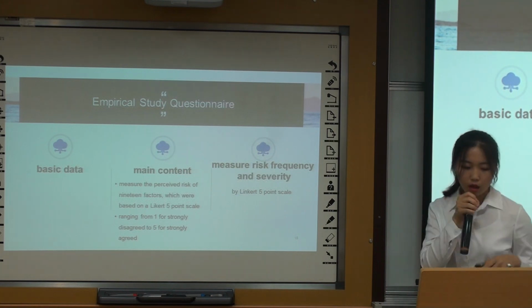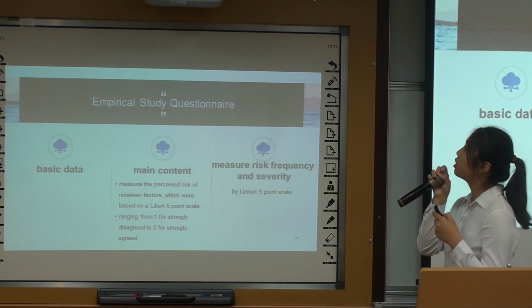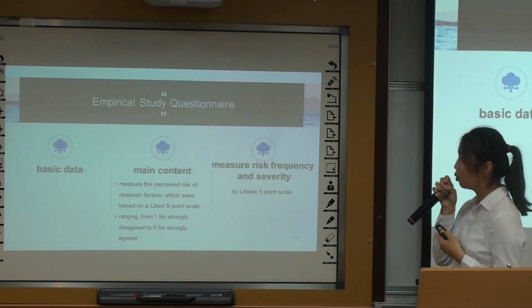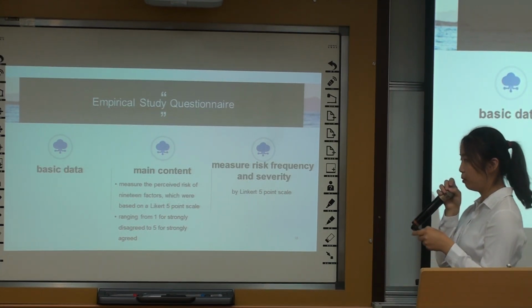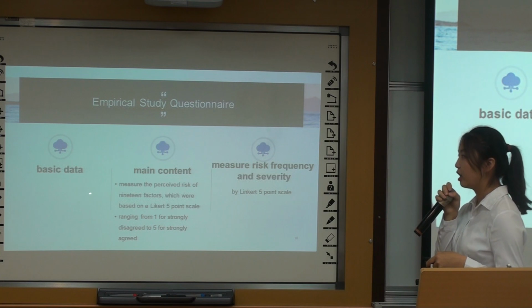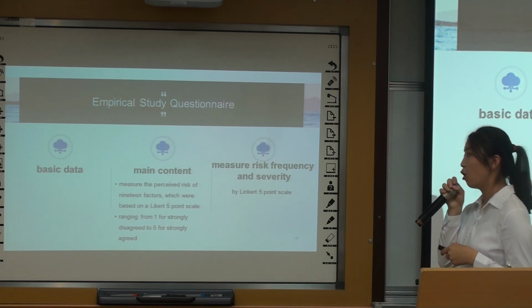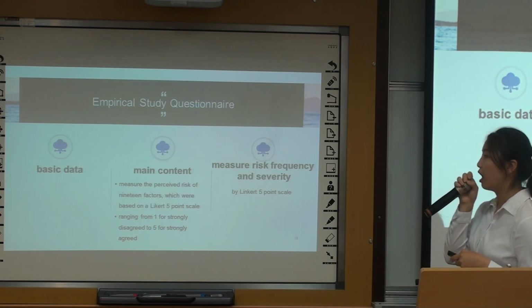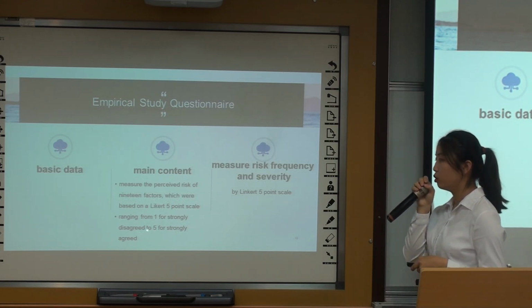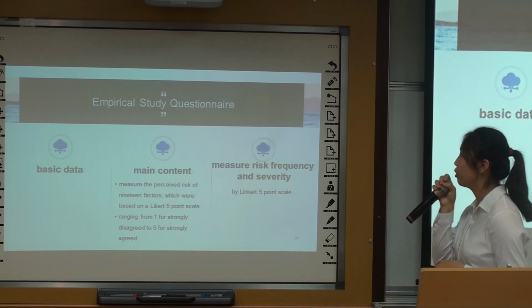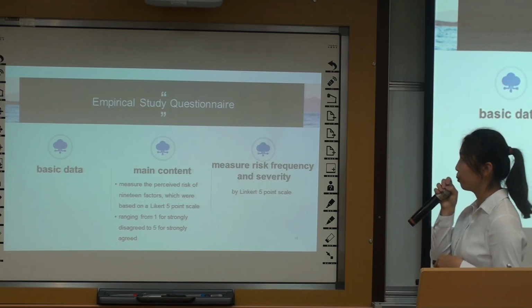And the data of 3 destinations and 19 risk factors was collected via questionnaires, and is separated into 3 parts. Part 1 is basis data. Part 2 is main content, to measure the perceived risks of 19 factors, which were based on a Likert 5-point scale, ranging from 1 for strongly disagree to 5 for strongly agree. Part 3 is to measure risk frequency and severity by Likert 5-point scale.